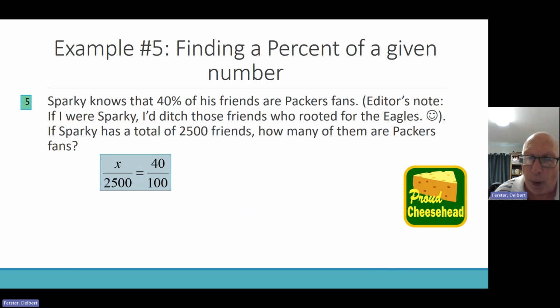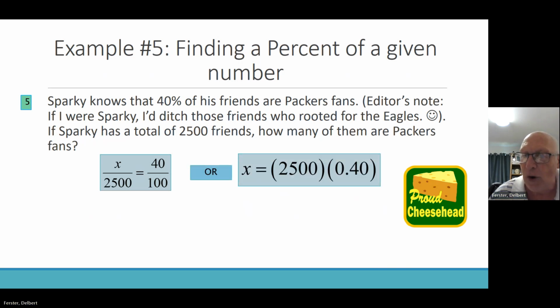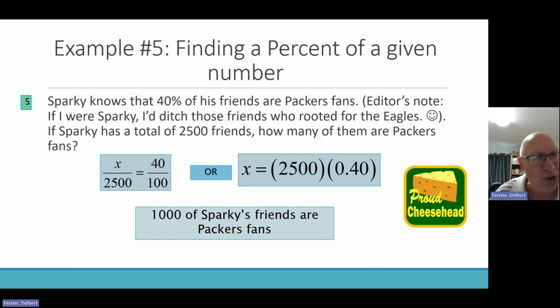So if you go proportion, the 2,500 is the whole, and the part is what you're looking for. What part of them are Packer fans? Notice the 40% sets in at 40 over 100 because that's what percent looks like. All right, if you want formula, you're asking me to find the portion. The 2,500 is the base and the rate is 40%. So either way is fine. Don't have to do both. But if you do either way successfully, you find out that 1,000 of Sparky's friends are Packers fans.